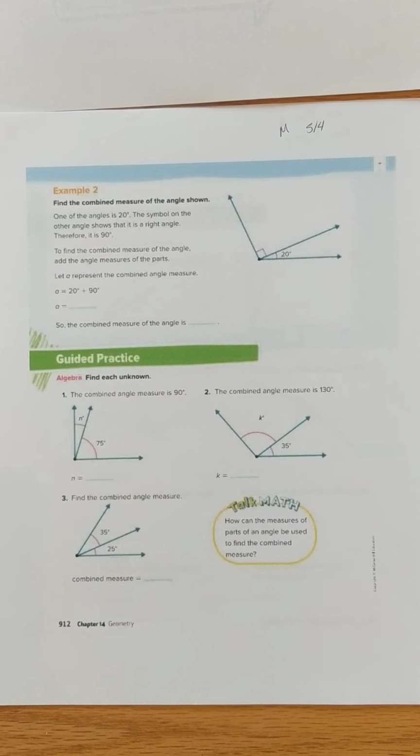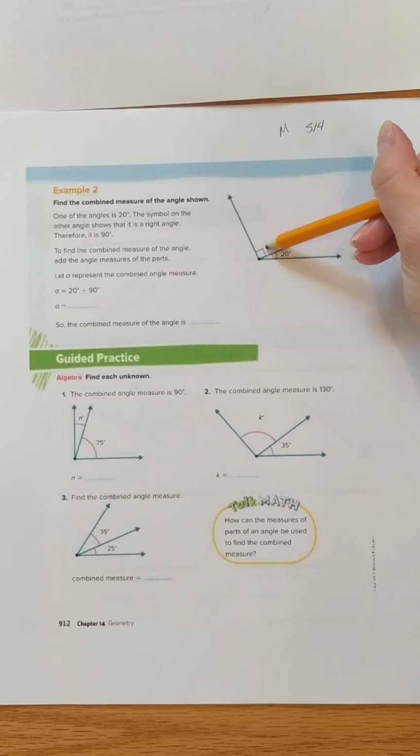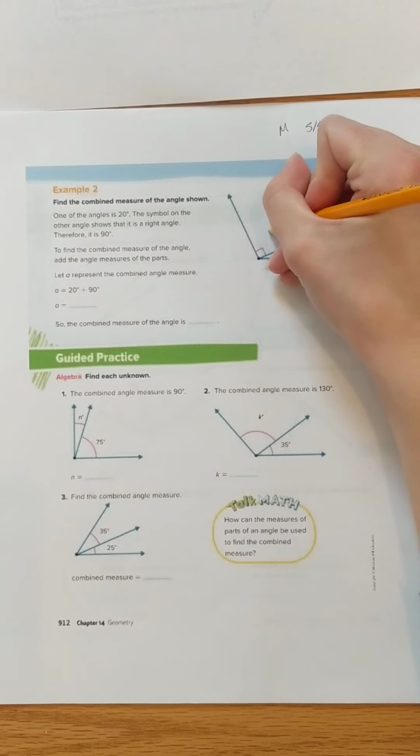Okay, example number 2 on page 912. It says find the combined measure of the angle shown. One of the angles is 20 degrees. The symbol on the other angle shows that it is a right angle. So we know that a right angle always measures 90 degrees.